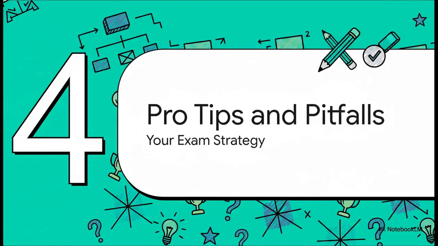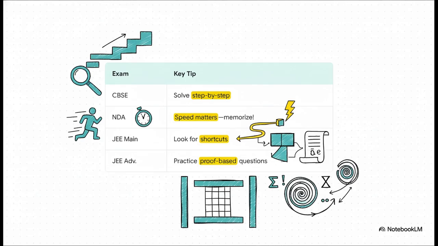All right, we've covered the what, the how, and the why. Now for the most important part. How do you translate all this knowledge into marks on the page? Let's talk strategy. Okay, this is all about smart preparation. For CBSE, your focus should be on showing your work with clear, step-by-step solutions, especially for questions on properties and Cramer's rule. In the NDA, speed is everything, so you have to commit those properties to memory.